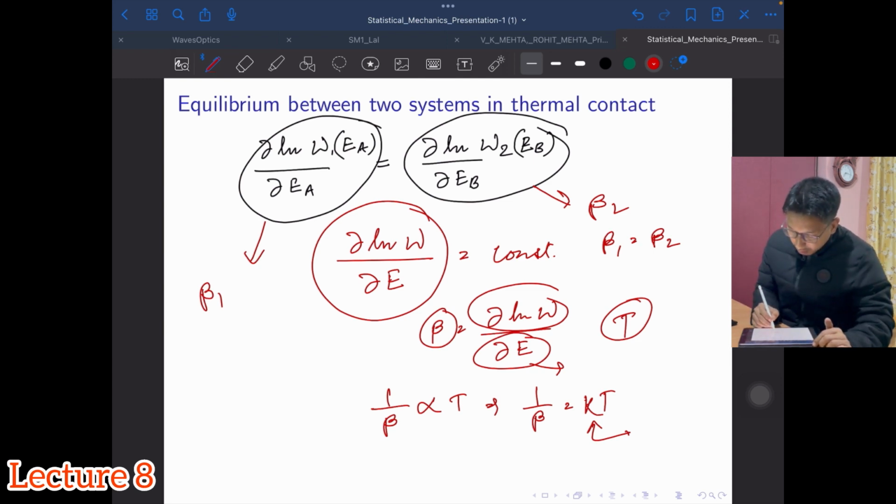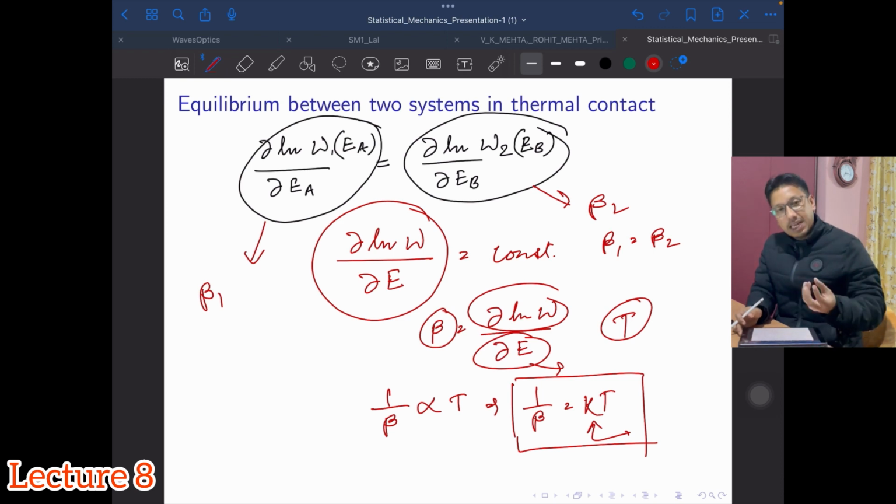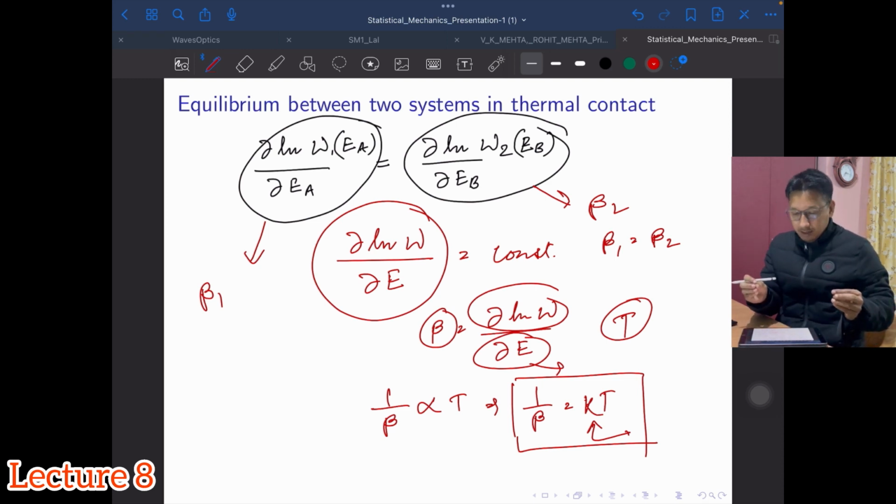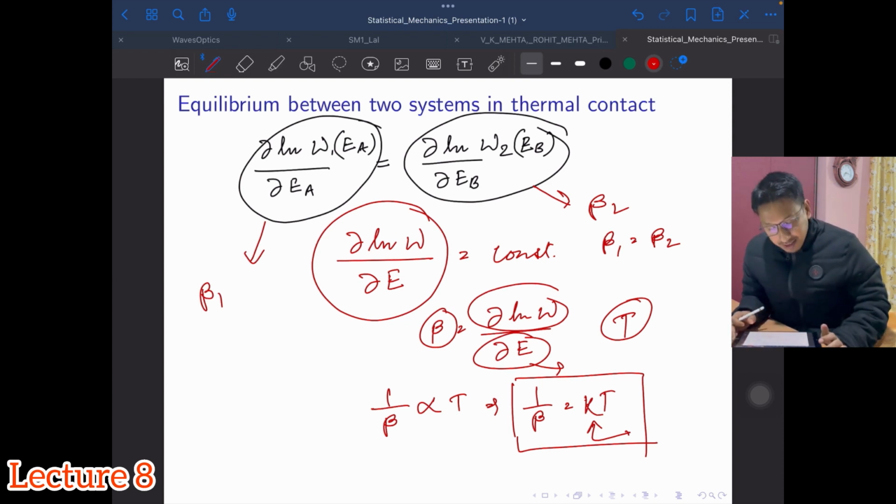So here we obtain a relationship between beta and kT, where beta is a parameter that remains constant in thermodynamic equilibrium for systems. If two systems are in thermal equilibrium, from the statistical point of view we say the beta parameter for both systems is constant. From the thermodynamics point of view, we say that the temperature is constant. Now here is a point.